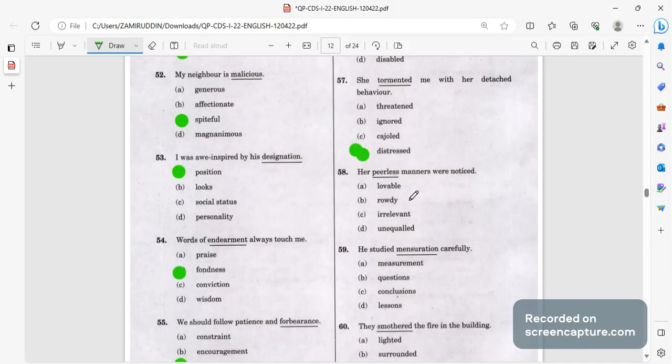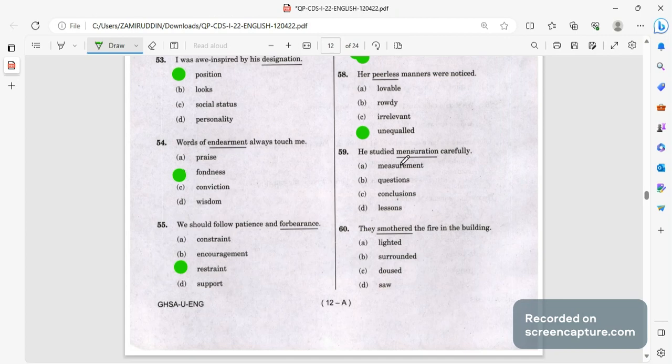Her peerless manners, peerless मतलब unequal, उसके unequal manners were noticed. उसके अलग manners जो थे, irrelevant नहीं होगा, rowdy, loveable, loveable wouldn't be the right answer. Her peerless, which means unequaled. Her unequaled manners were noticed. उसके जो unequal manners थे, ऐसे manners जो नॉर्मल नहीं थे, वो noticed हो गए.